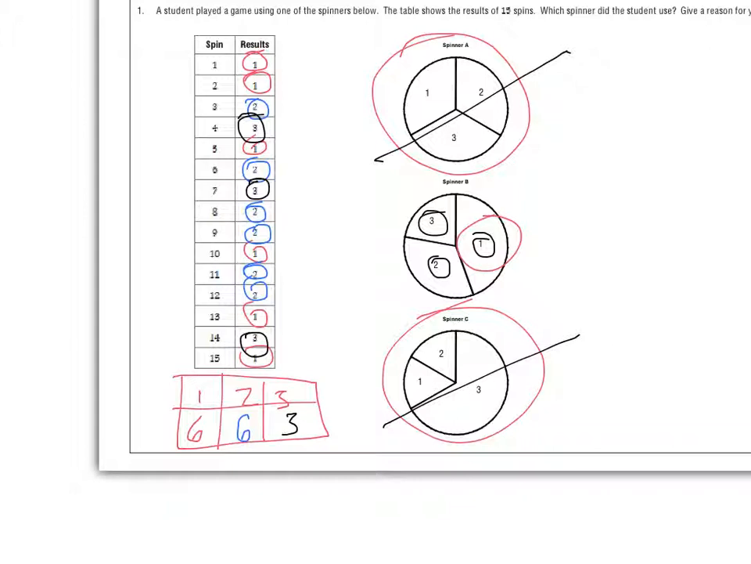So the fact that my ones and twos are about the same and my threes are not, I would guess that he's probably using spinner B, just because we can see that the threes are less than everything else, and this is the only spinner where the threes are less than everything else. And the 1 and the 2 are close enough that it would be reasonable, I think, that both of them would have the same amount. Alright, so that's kind of starting to draw that bridge between observational probability and theoretical probability from what we can see in the spinners.